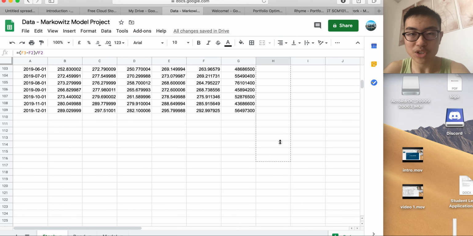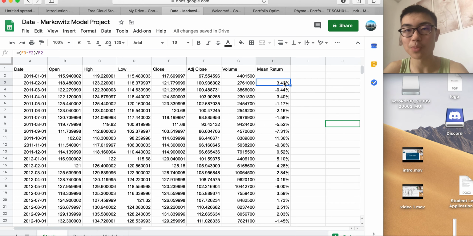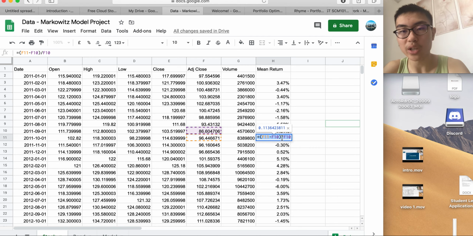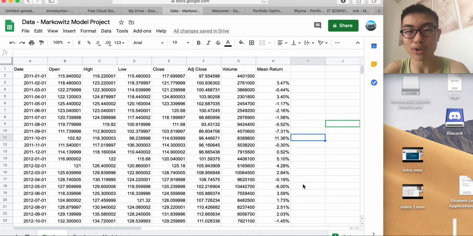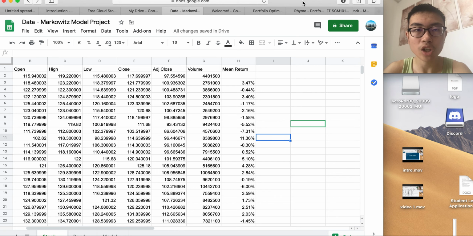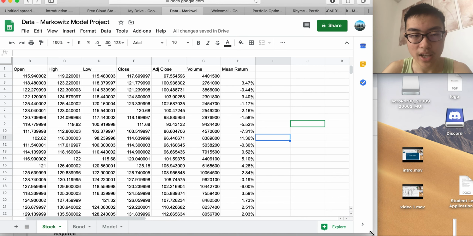Now we just drag it down to our last cell, and it's pretty fast. We get 3.47, and from February to March we get a decrease of 0.44%, then we get an increase again, then a decrease. We got an 11.3 increase here. So this is our mean return on our stock market. Hope it's pretty easy for you guys, and make it smaller.